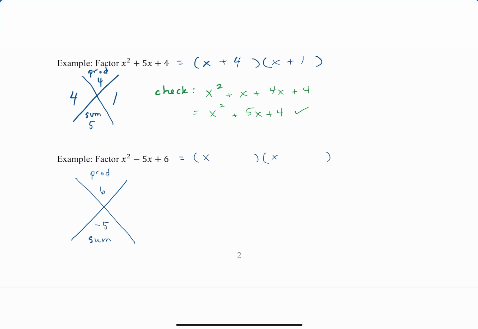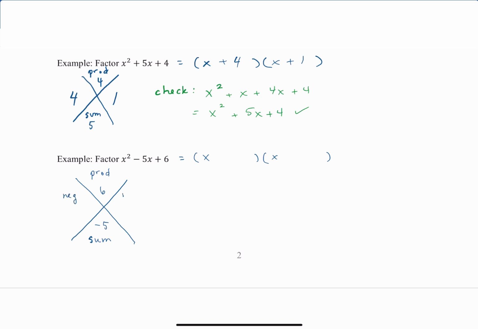Notice that in order for the two numbers I'm looking for to add up to negative 5, at least one of them has to be negative. If I add two positives, I'm not going to get a negative. However, I want them to multiply to be positive 6. And if one's negative and one's positive, I'm going to get a negative product, not a positive product. So that tells me I need them both to be negative.